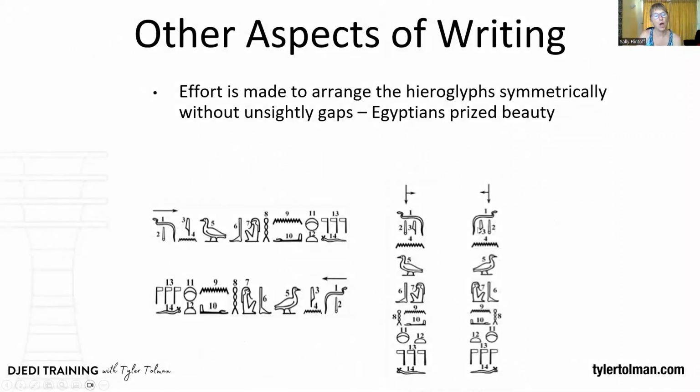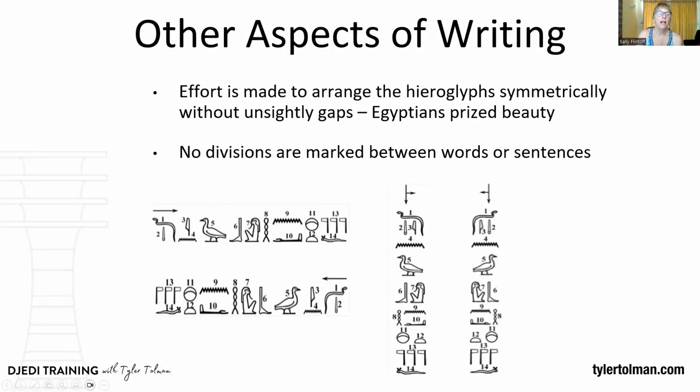Other things that we need to note about the hieroglyphs is that effort is always made to arrange the hieroglyphs symmetrically without unsightly gaps, because the Egyptians really prized beauty highly. So you'll notice that these are all written efficiently, but also beautifully and symmetrically. Also, there are never any divisions marked between words or sentences. One hieroglyph follows another, so it's not easy until you gain a basic understanding of the hieroglyphs to, at a glance, determine where one word ends and another word begins.